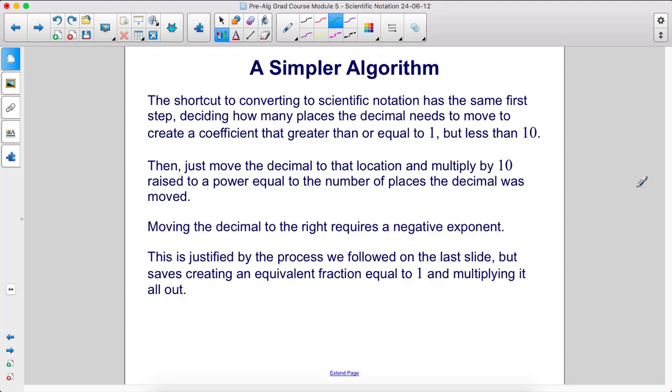The shortcut to converting to scientific notation has the same first step, deciding how many places the decimal needs to move to create a coefficient that's greater than or equal to 1, but less than 10. Then just move the decimal to that location and multiply by 10 raised to a power equal to the number of places the decimal was moved. Moving the decimal to the right requires a negative exponent. This is justified by the process we followed on the last slide, but saves creating an equivalent fraction equal to 1 and multiplying it all out.